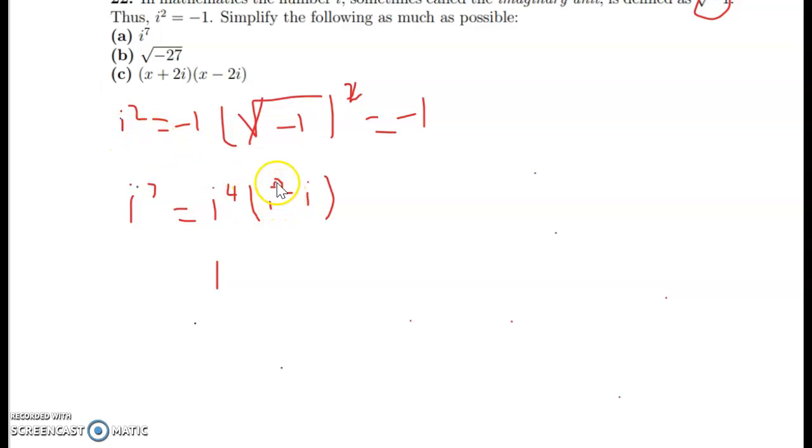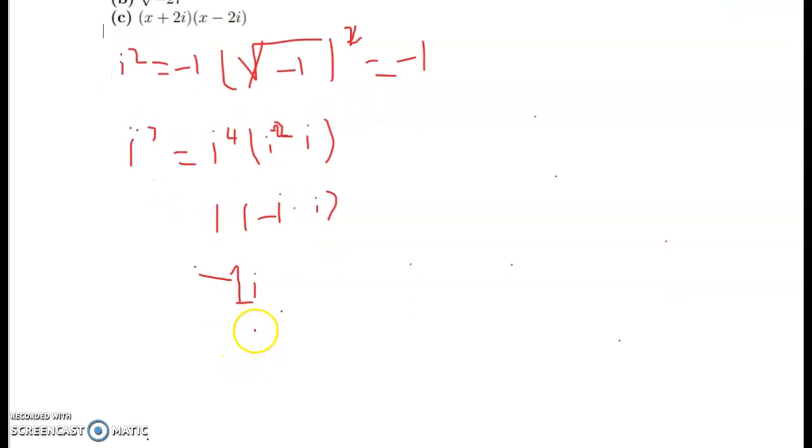We know already that i squared is -1, so -1 times i, because i is undefined, right? So what is 1 times -1? It's -1 times i, it's -1i. So this equals -i. So i to the 7th is equal to -i.